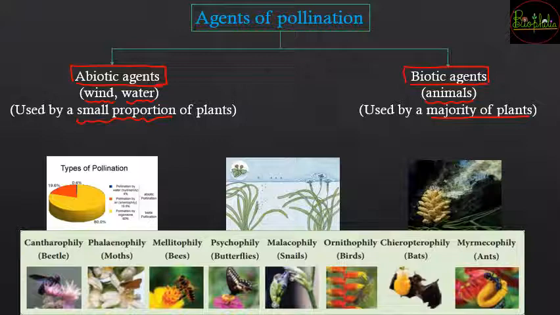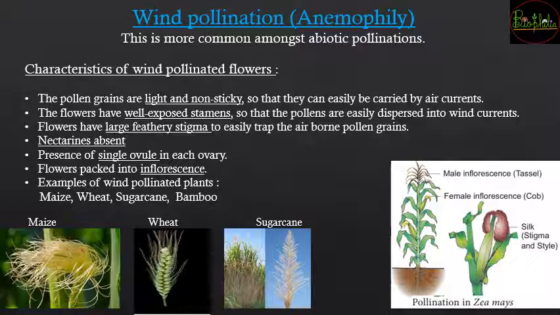Now let's understand all these agents in detail one by one. So first let's understand wind pollination, and wind pollination is also called anemophily. Anemophily is the more common type amongst the abiotic pollination. Which two were coming under abiotic? Wind and water, out of which wind is going to be the more popular or more common type of pollination.